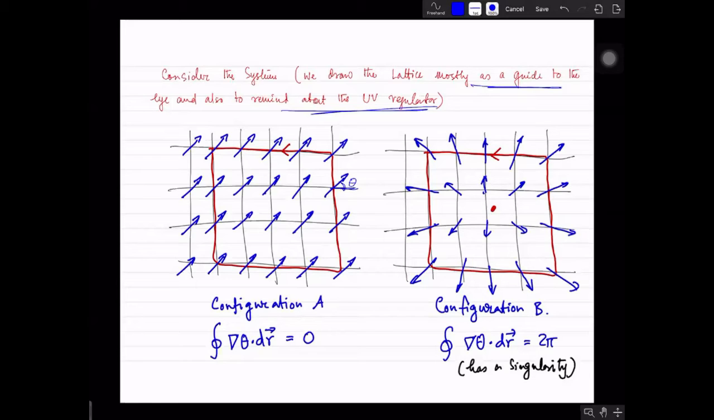In configuration 1, I'll add the difference of the angles till I go around the loop in this particular direction and add them up. And this is given by this object, the integral of grad theta dot dr. So it's a continuous version of adding up delta theta along the loop. And you see that this does not change for configuration A.